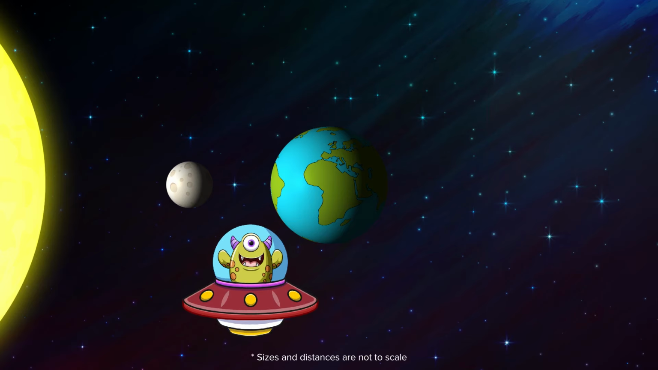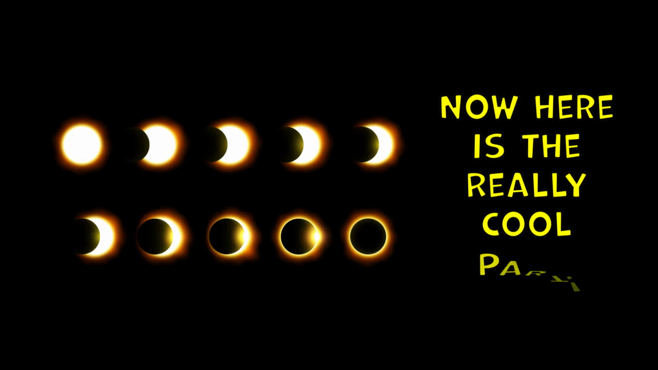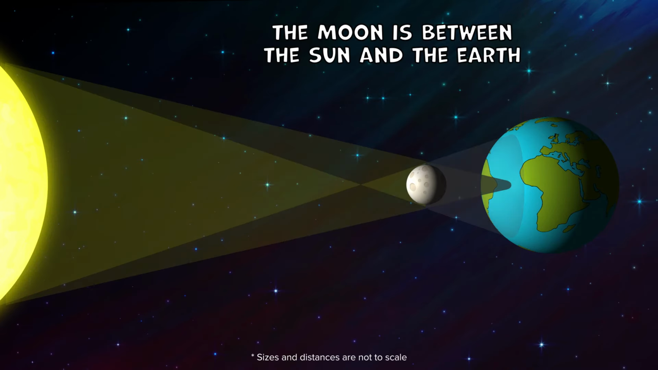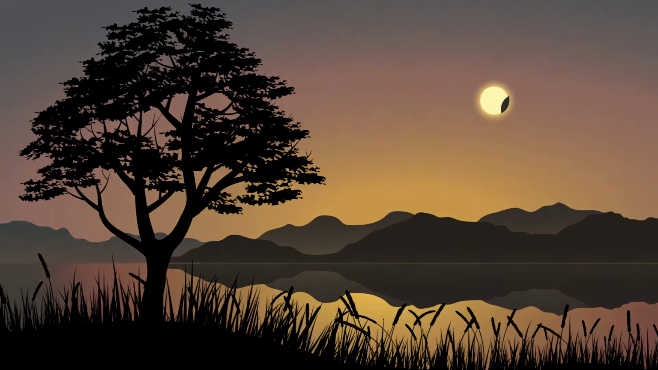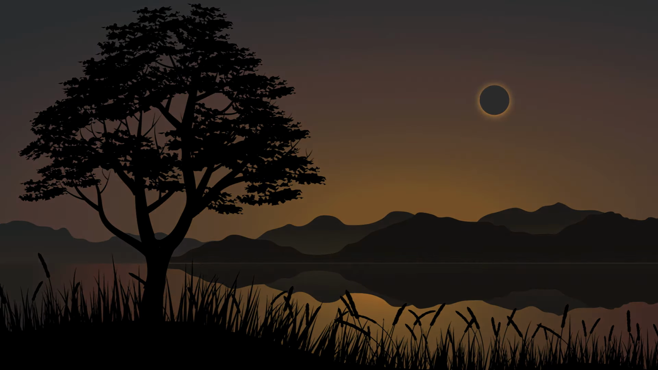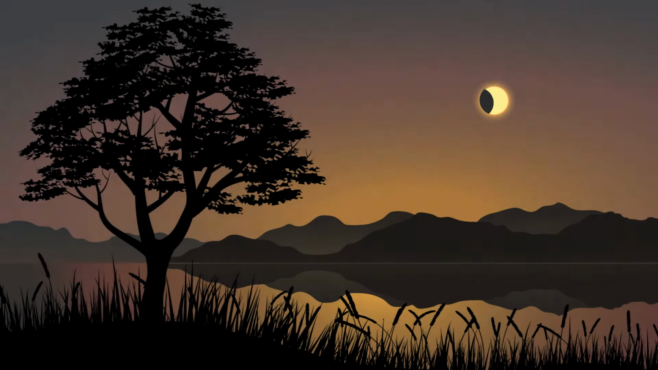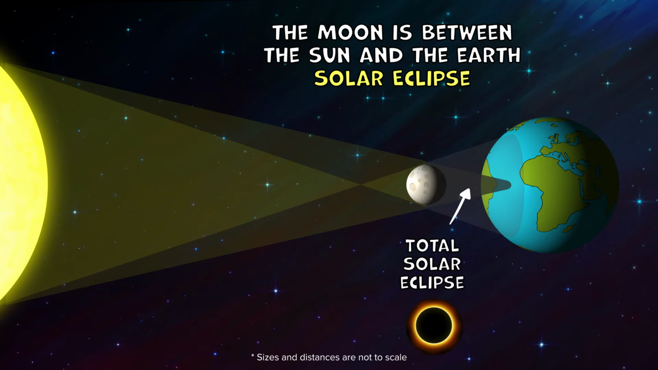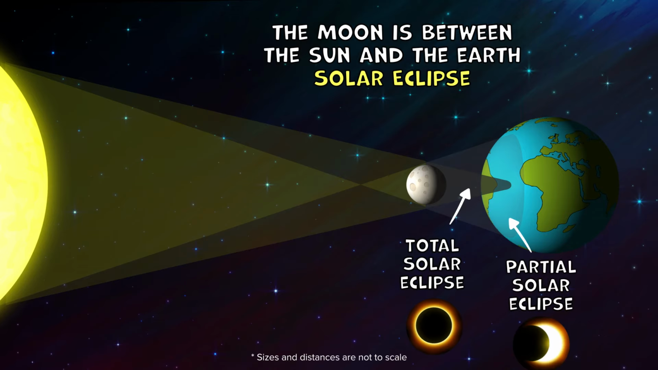Thanks, Allie. Okay, now here's the really cool part. A few times a year, the moon passes directly between the Earth and the sun, and when this happens, the moon blocks the sun's light for a few minutes and casts a shadow on the Earth, and this is called a solar eclipse. In some places, the moon blocks the sun completely, which is called a total solar eclipse, and in other places, the moon blocks only part of the sun, called a partial solar eclipse.